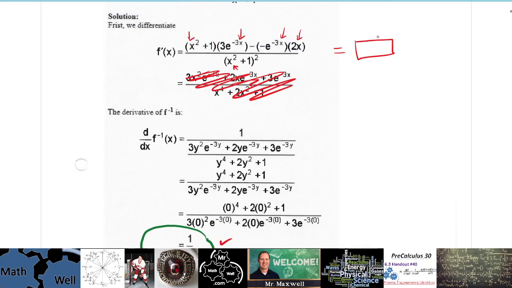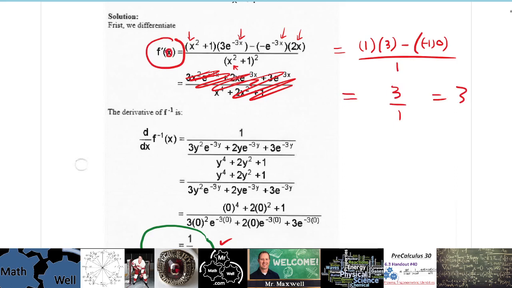So what do we get here? On the top, I get 0 plus 1, so I get 1, times 3 times e to the 0, which is just 3, minus negative e to the 0, so that's negative 1. So minus a negative, this is negative 1 times 0. Is that right? All over 0, 1 squared, over 1. So this is 3 over 1, or 3, right? So that's the value of the derivative at 0.